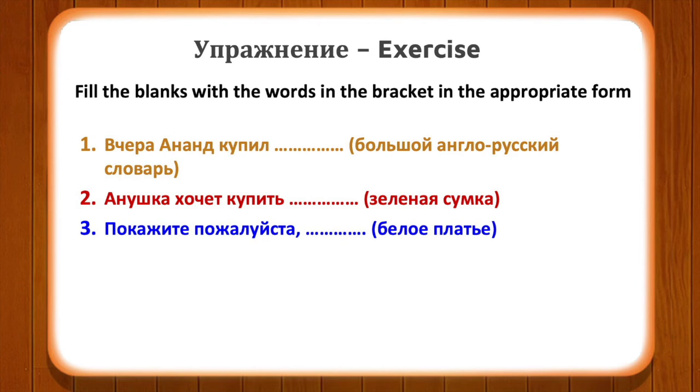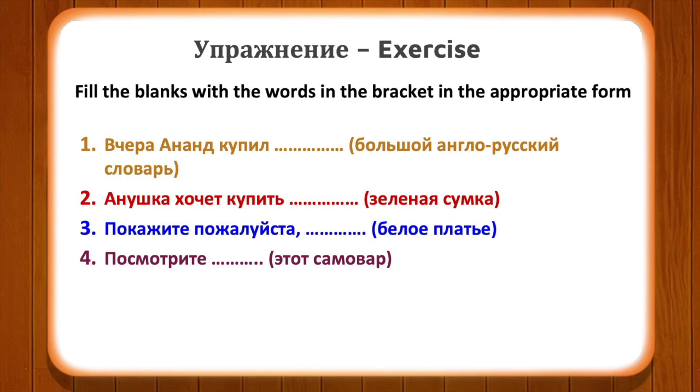The third one, покажите, пожалуйста, белое платье. Белое платье is in neuter gender. Покажите, пожалуйста, белое платье. Wouldn't change. Why? Because the masculine and the neuter gender don't change in the accusative case and remain as they were in the nominative case. Посмотрите этот самовар. Here, этот самовар is masculine, so it wouldn't change.